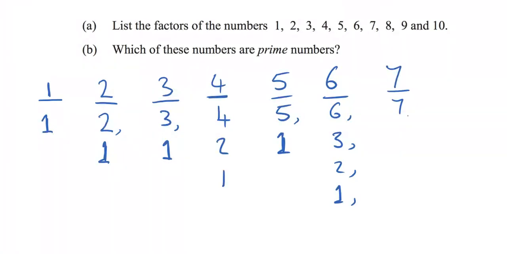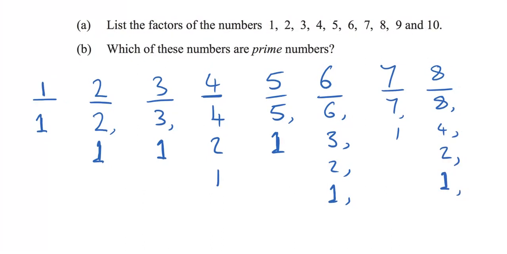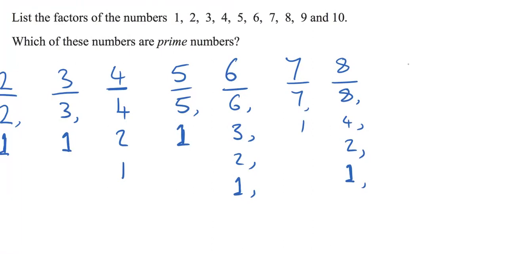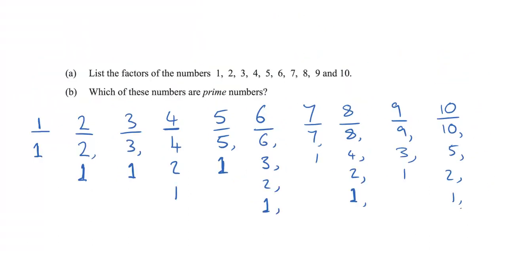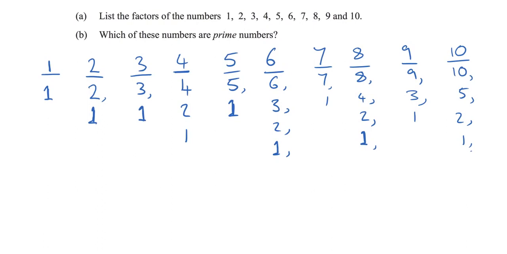7 has 7 and 1. 8, well, 8 has 8 and 4 and 2 and 1. They all divide perfectly into 8. 9 has 9 and 3 and 1. They all divide into 9. 10 has 10, 5, 2, and 1. Okay, so that's a quick, simple, easy sort of example of how to think about factors.